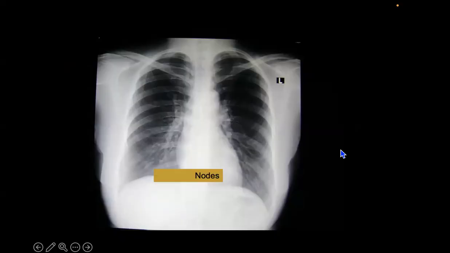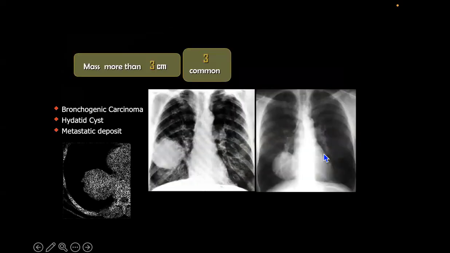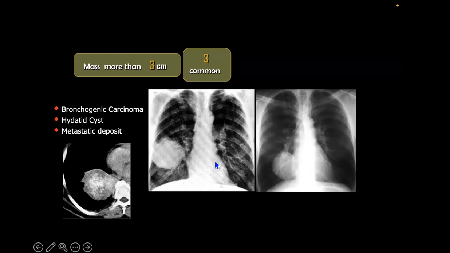So let's move. Nodules, as we said, a mass is more than three. We have common masses, the carcinomas. Hydatid depends on where the patient is. In an endemic area, you think about hydatid. Or metastatic deposits. We may have solitary metastatic deposits, especially from osteogenic sarcomas.